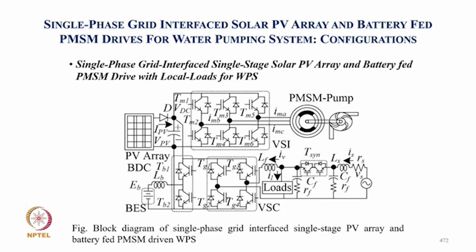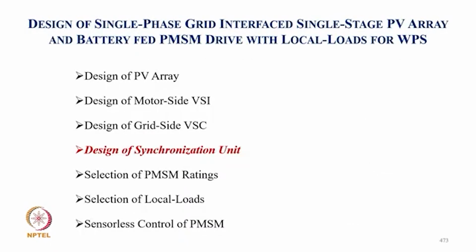Now this is the same where we have a single stage, but the battery we keep at the DC link with the buck boost converter, so that you can regulate the DC link voltage for MPPT. And then we have grid availability and non-availability, so we can isolate from the grid also.